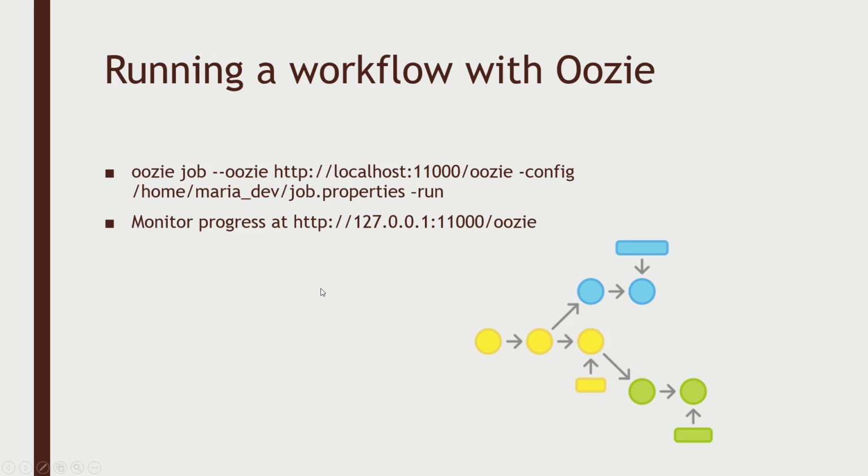And at that point, you can go to the Oozie web console, which is just a read-only tool. It just tells you the status of jobs that are running. You can't actually change or edit things there at all.